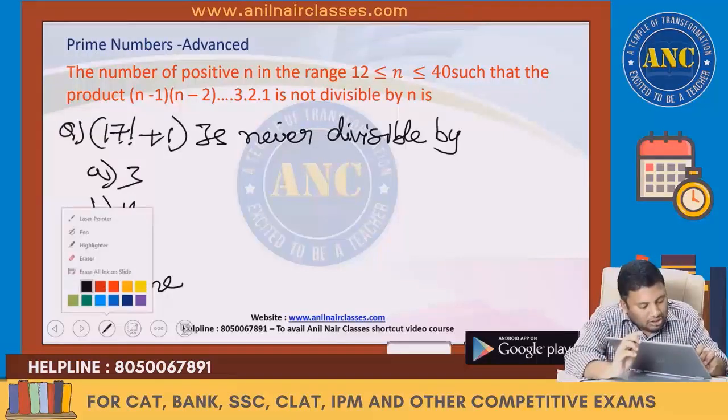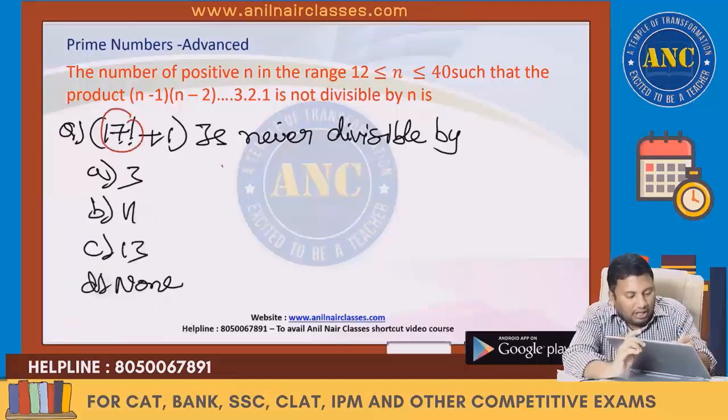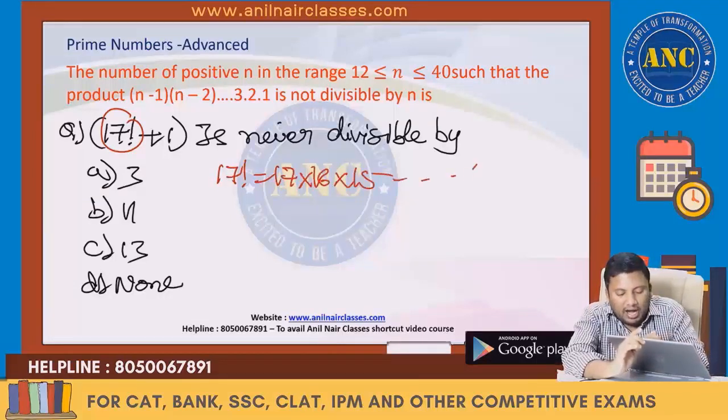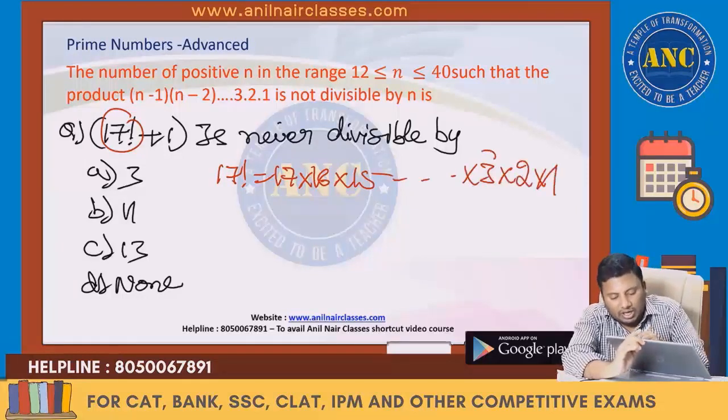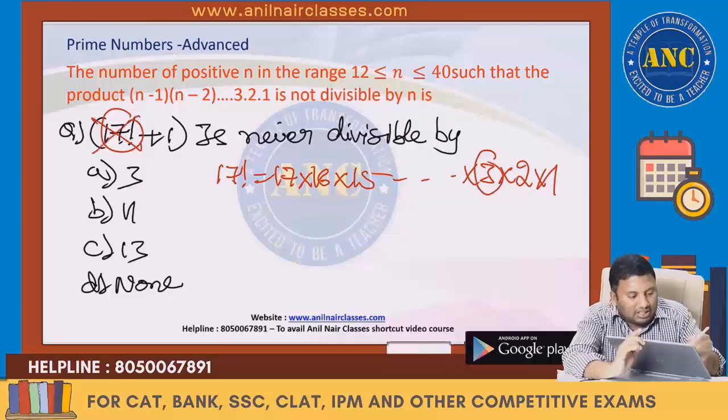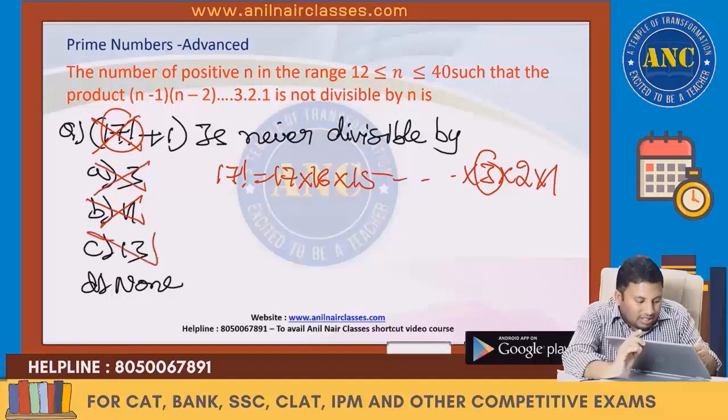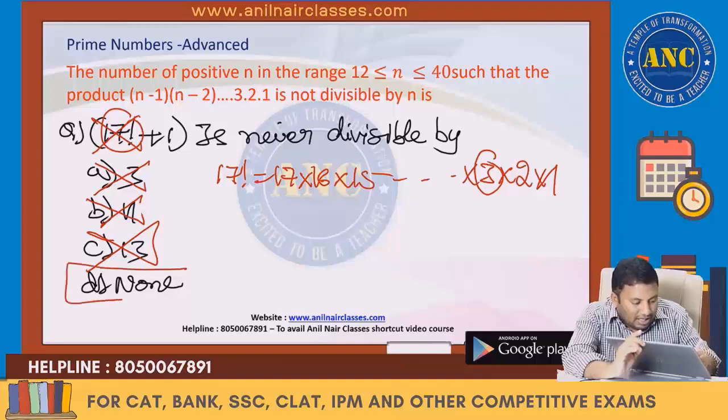If you think logically, 17 factorial is nothing but 17 into 16 into 15 and so on up to 3 into 2 into 1. That means this number is divisible by 3. Remainder is 1. 17 factorial contains 11. Remainder 1. 17 factorial contains 13. Remainder 1. Answer is none.